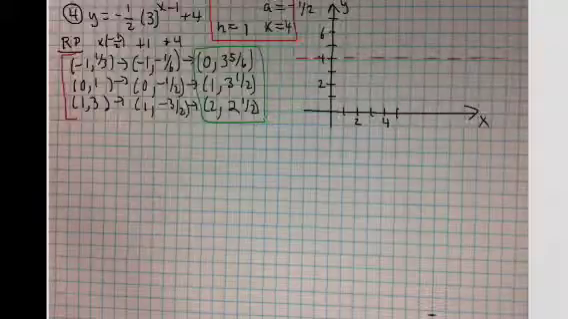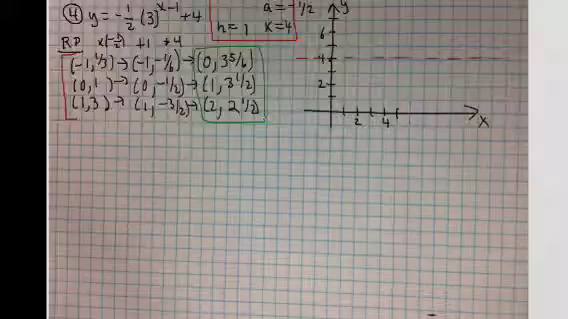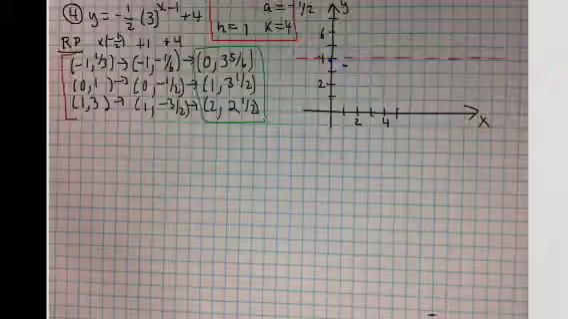Okay, and then from there I'm going to plot the points. So 0, 3 and 5/6. It's really close to the asymptote. And then 1, 3 1/2, about here. And then 2, 2 1/2, about here. Okay, so there are your 3 points.